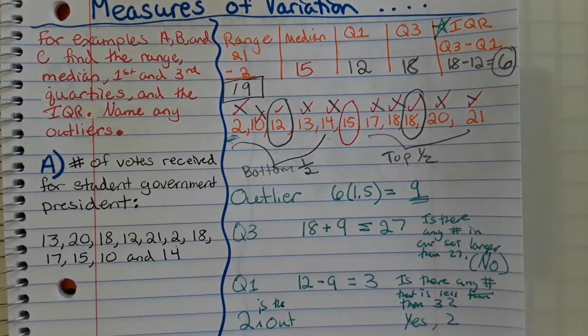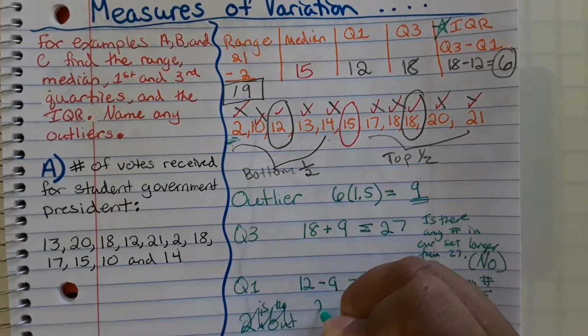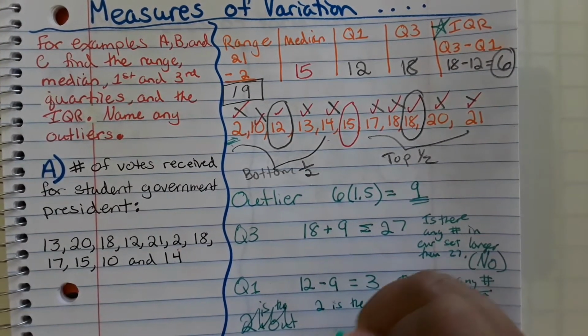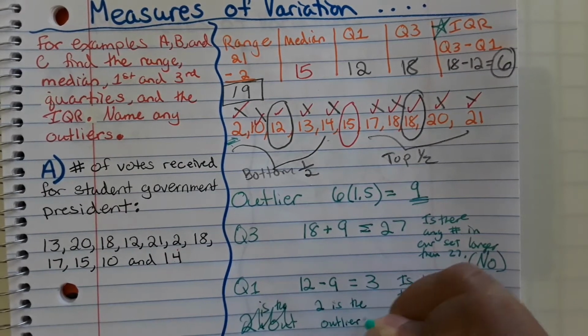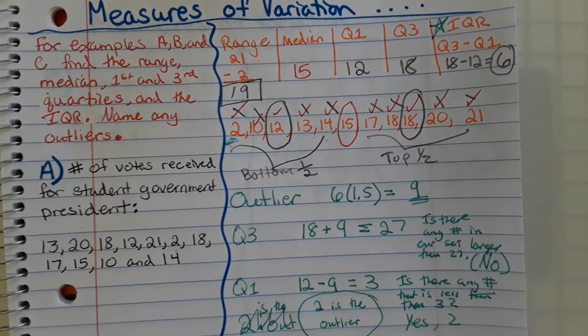Where is my whiteout? Oh, it's gone. So this part's going to be messy. My apologies. 2 is the outlier for this set of data. And that's it. It is that simple.